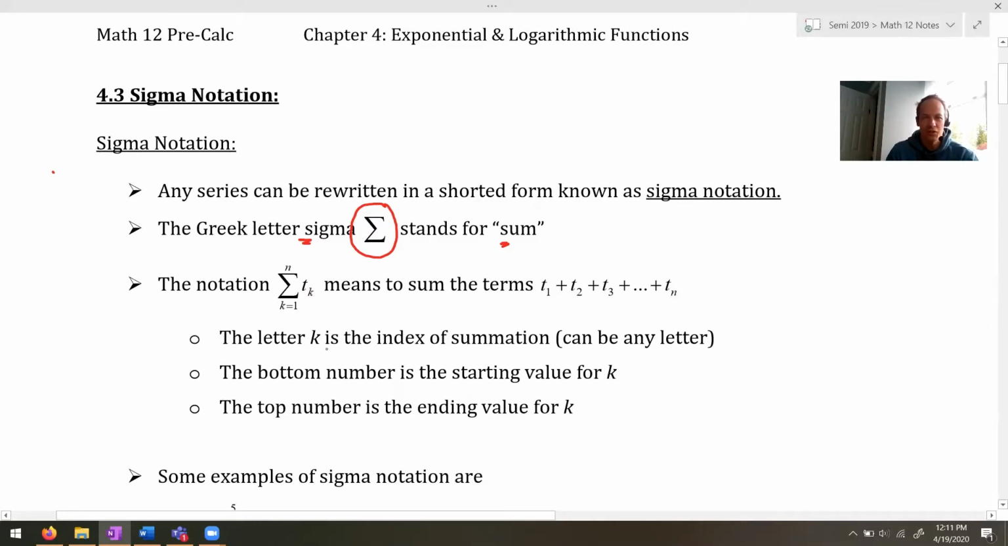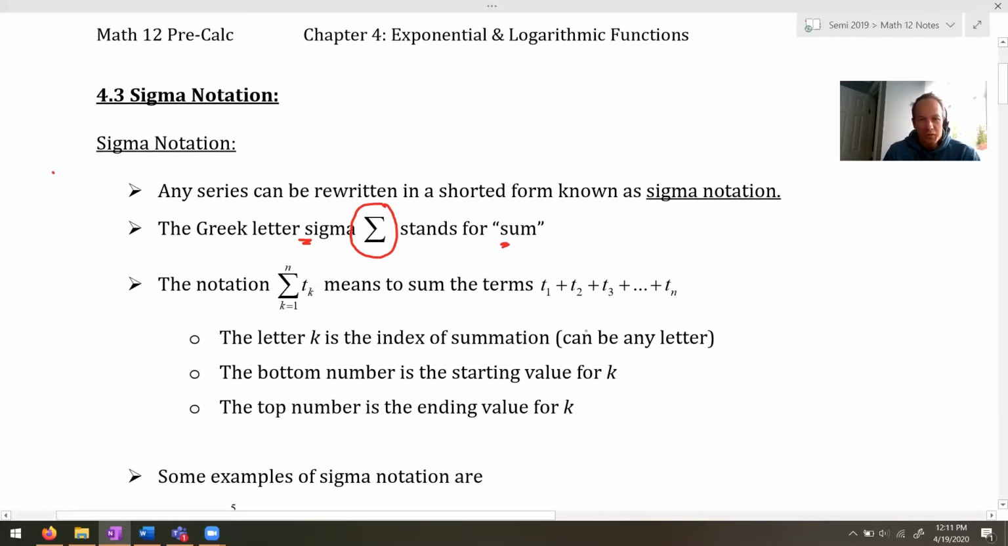The letter K is called the index of summation. This can be any letter you want. K is pretty standard, but you can change it to whatever you want. This letter here must match this letter here. That is super important, but you can swap them out for anything you want. If you don't like that, you could go A and then A, but if you make this A and this is B, it's going to be sort of nonsense, so you're not going to want to do that.